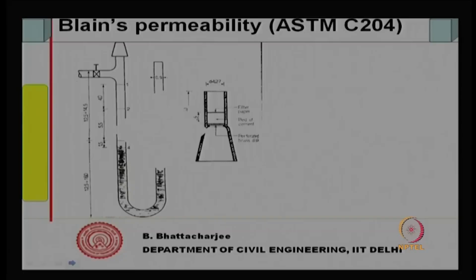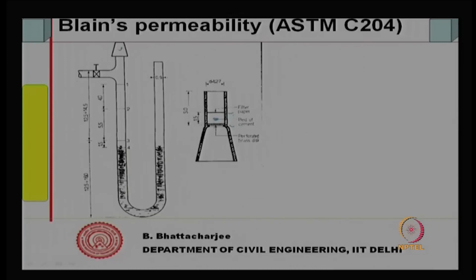In Blaine's method, what you have is a perforated brass disc here, a filter paper, and here this bed of cement. This bed of cement is packed in a given manner with a plunger. We put a fixed quantity of cement, put a plunger, and this volume is fixed. So, it is approximately assumed that it will have 50% porosity. So, cement particles are packed in a standard manner to have a particular amount of voids in them, right, porosity, and then this is placed here.